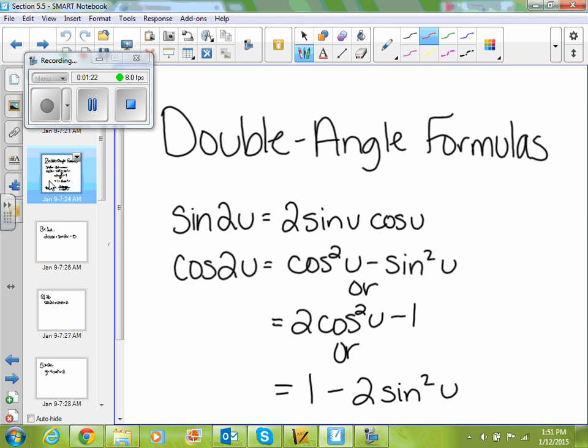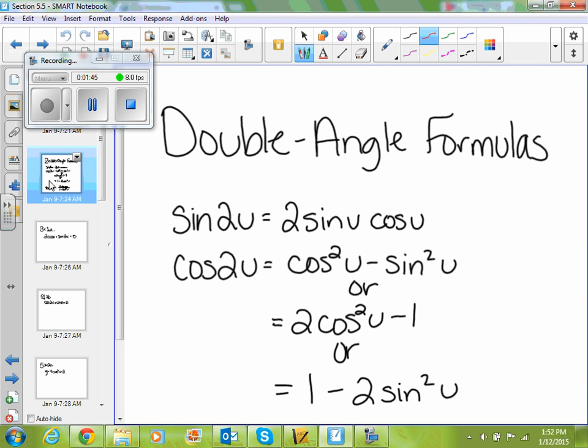Alright, so your double angle formula for sine is that sine of 2u equals 2 sine of u times cosine of u, which is the simplest of all of the formulas. Like I said, cosine is the most complicated because there are 3 different formulas that you can use for a double angle formula for cosine.